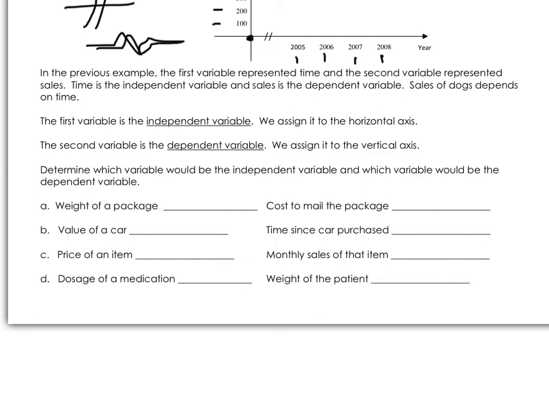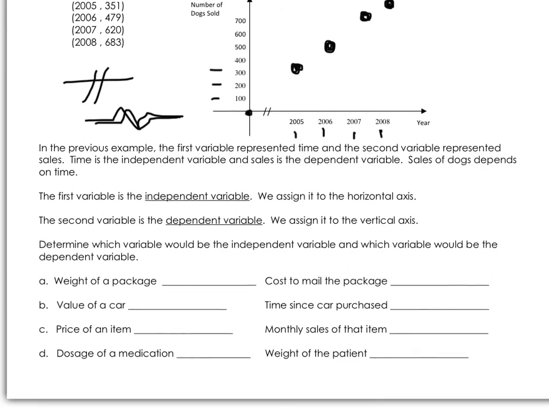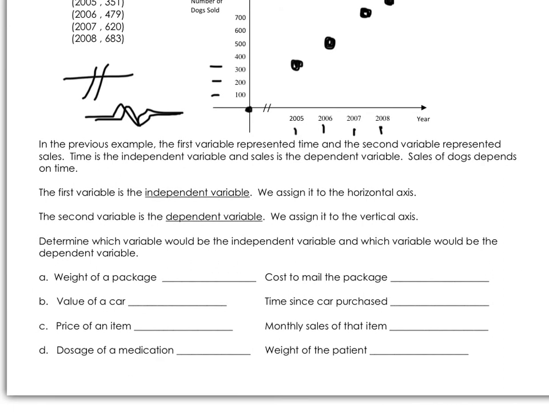In the previous example, the first variable represented time, and the second variable represented sales. Time is the independent variable. That's a very important concept, independent variable. And sales is the dependent variable. The sales of the dogs depends upon the time. How many dogs did we sell? I don't know. It depends on what year you're talking about. The first variable, the x variable, is the independent variable. We assign it to the horizontal axis. The second variable is the dependent variable. We assign it to the vertical axis.